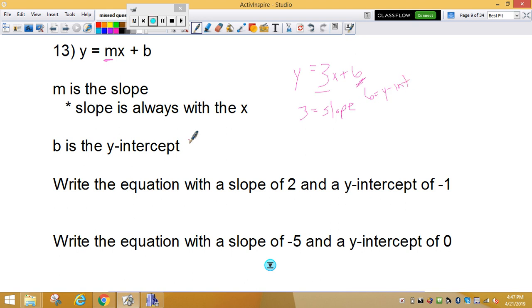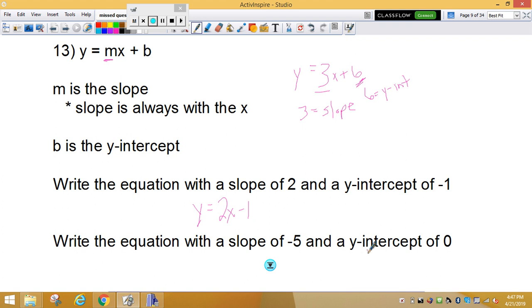So, let's do this first example. Write the equation with a slope of 2 and a y-intercept of -1. So the equation would be y equals, you need to write this down, your slope is 2, so that's going to go with the x, 2x, and your y-intercept is -1. So that is the equation of the line with a slope of 2 and a y-intercept of -1.